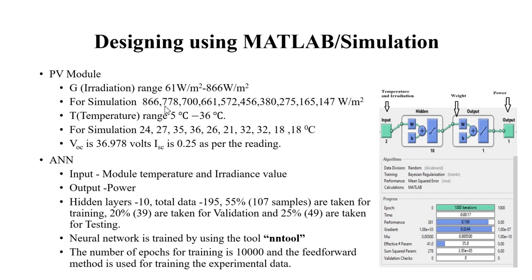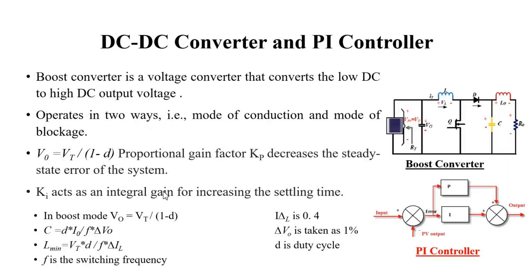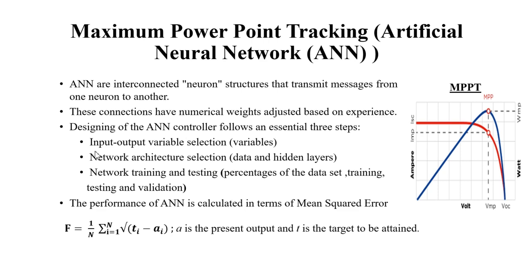This is the design of the ANN in MATLAB. In MATLAB we have used the ANN tool, in which the radiation and temperature are taken as the input. The irradiation value lies from 61 to 86 watt per meter square, and the temperature varies from 5 to 36. The output of the ANN is in terms of power, where W represents the weight and 10 represents the hidden layer. The VOC and ISC values have been taken from the experimental data, with VOC 36.978 and ISC 0.58.